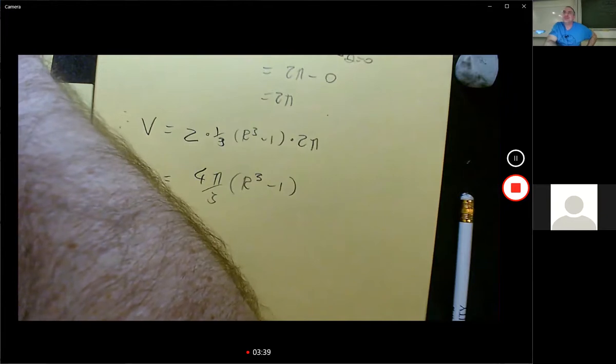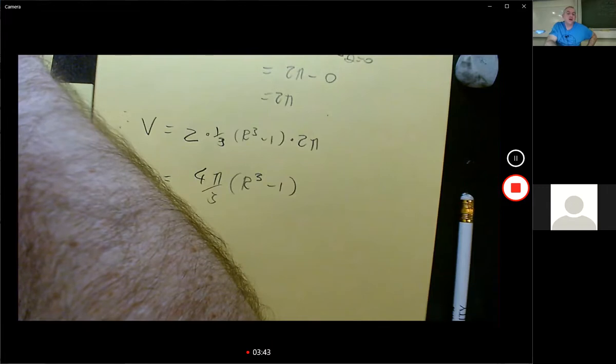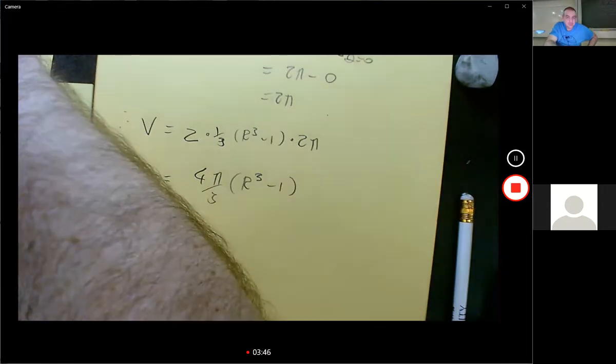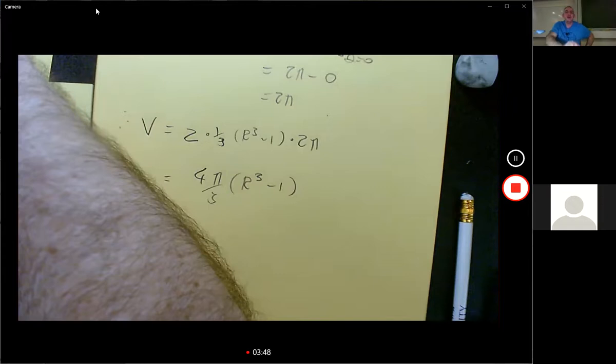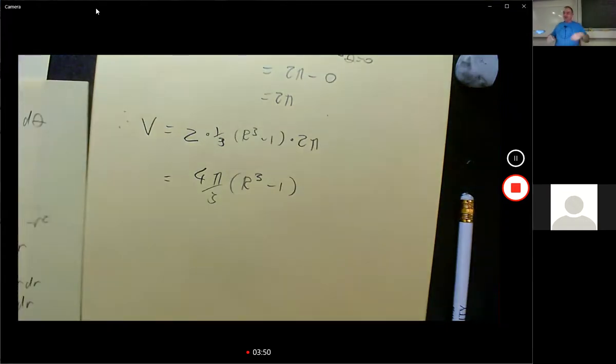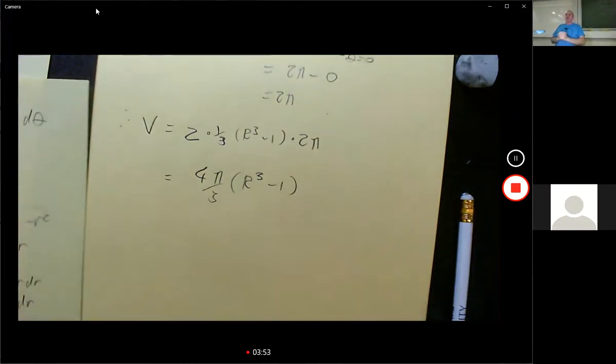No, the total volume minus the volume of the hole. Ah. Oh, the volume of wood remaining. Okay, it's all good. So that is the volume that we removed.